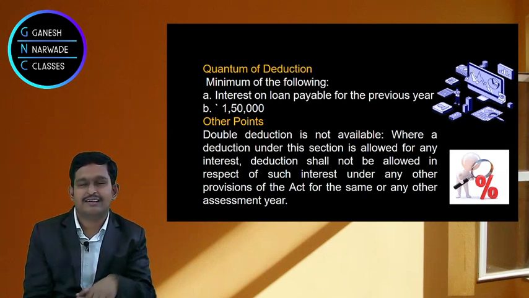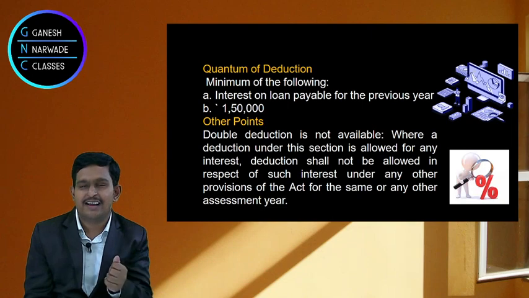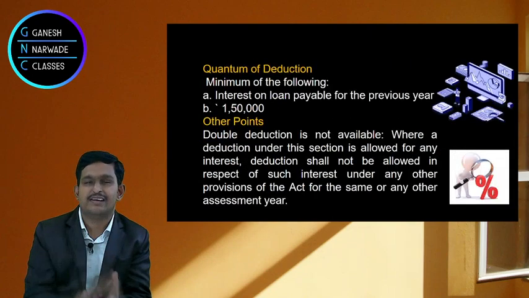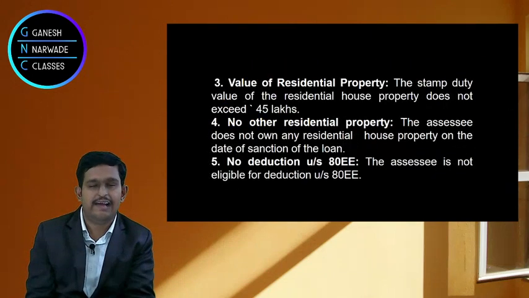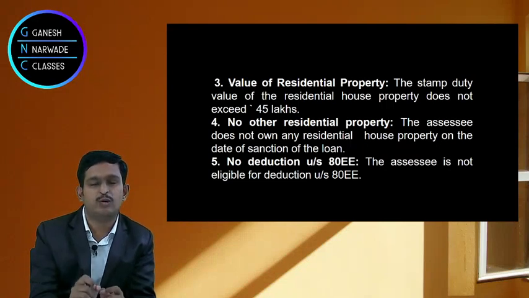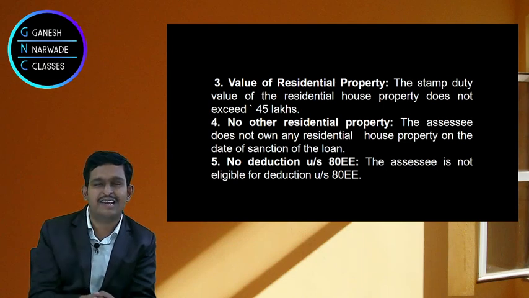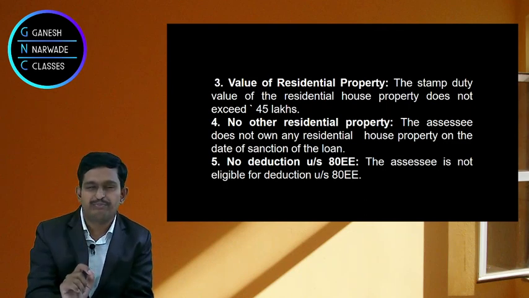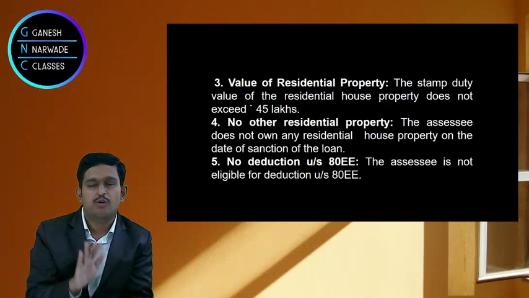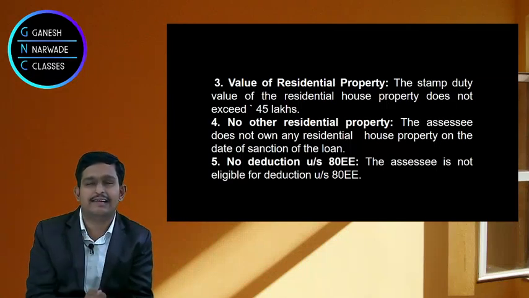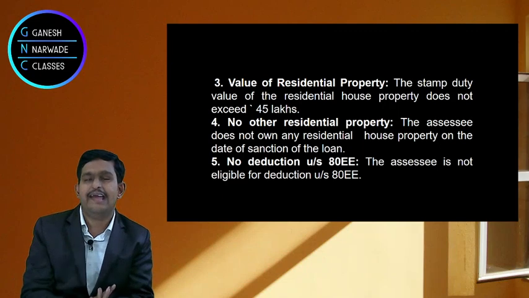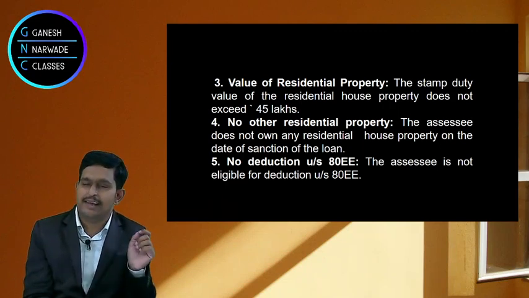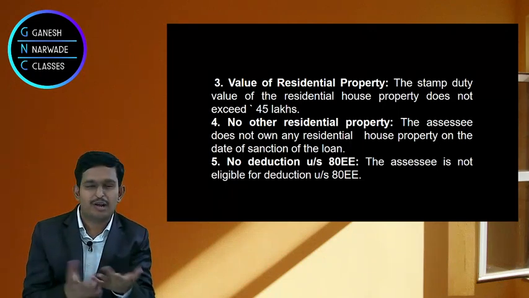Now you may be shocked, sir. Loan amount there is 35 lakhs, right? Here they did not specify. So in 80EEA they did not say how much loan you should take. Obviously the cost of the property is 45 lakhs, so the loan should not be more than 45 lakhs, right? That's what we can assume. But the law did not specify the loan amount under 80EEA. Under 80EE, 35 lakhs. Here, loan amount not specified.